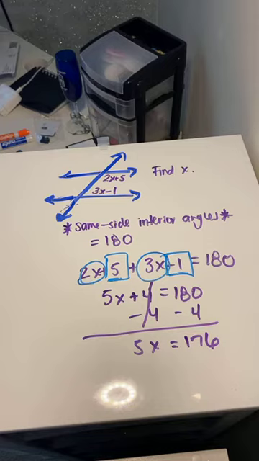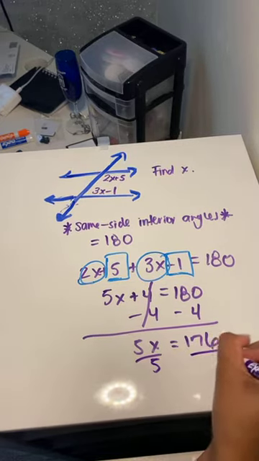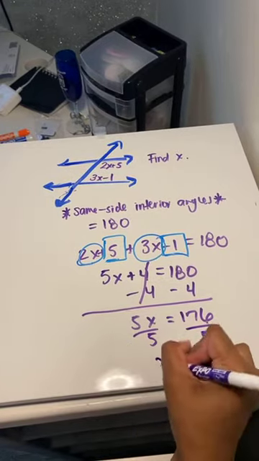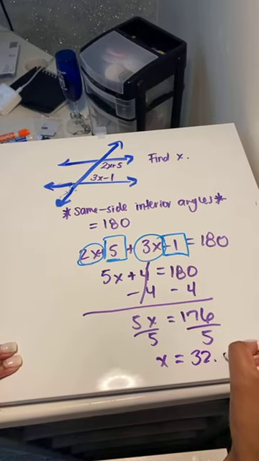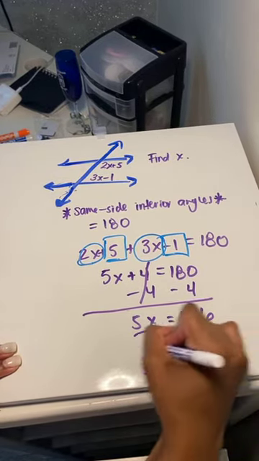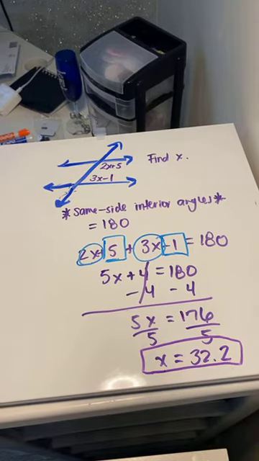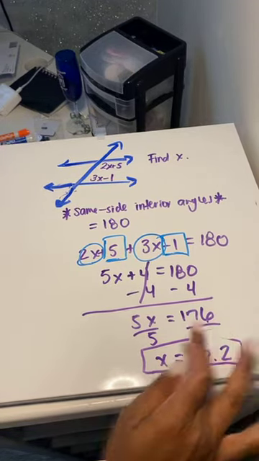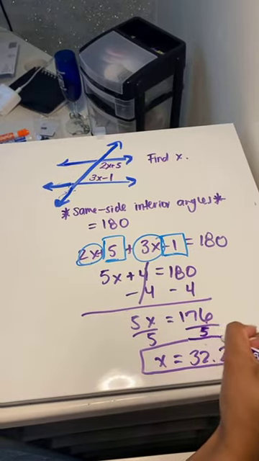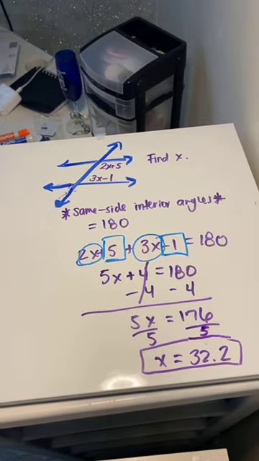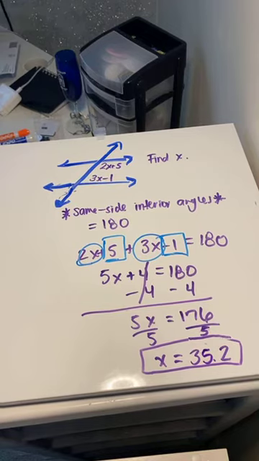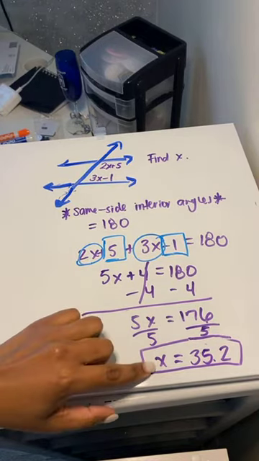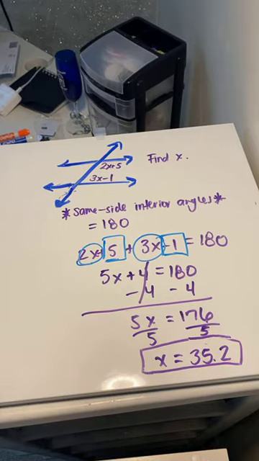And my last step, yep, Akila, divide both sides by 5. I'm loving the participation in the comments. When I divide both sides by 5, I get 35.2. Messed up my 5 up there. I put 32, it should be 35, sorry. 35.2. Yep. So that's x. Any questions about how to find x? Type it in the comments.